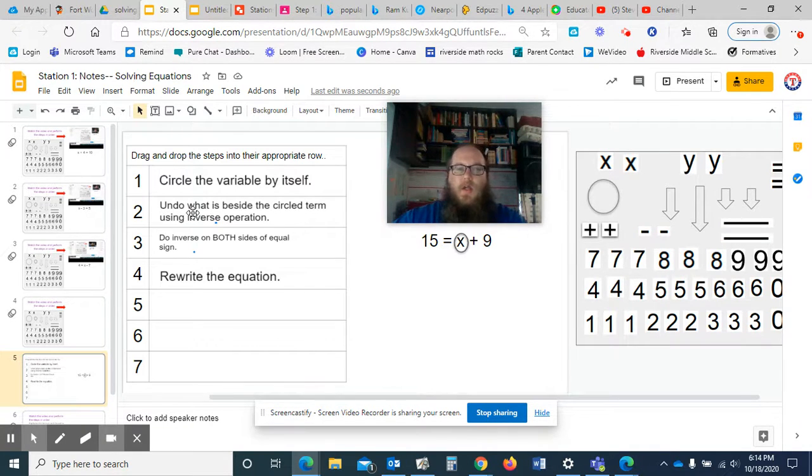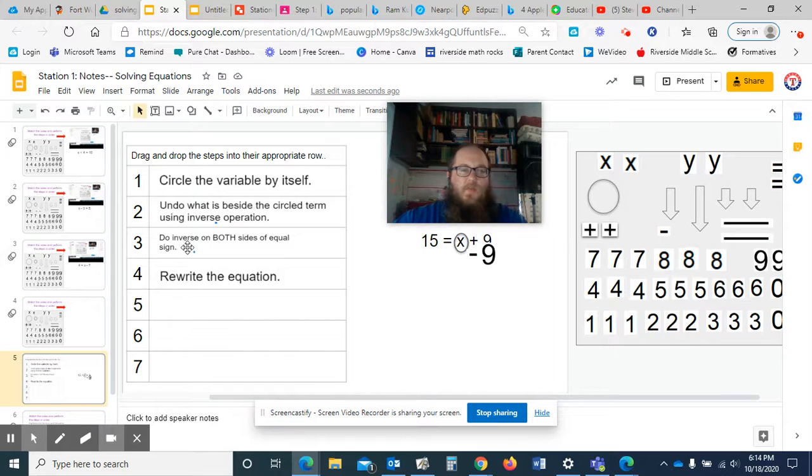Step number 2, undo what is beside the circled term, which is my x, by using the inverse operation. So I look at whatever is beside my x, and in this case it's a plus 9, and I want to undo it by getting rid of it using inverse operation. The opposite of adding 9 would be subtracting 9. So to get rid of my plus 9, I'm going to drag over my minus and my 9 there. So I'm going to say minus 9, and that gets rid of my plus 9. So those two cancel each other out.